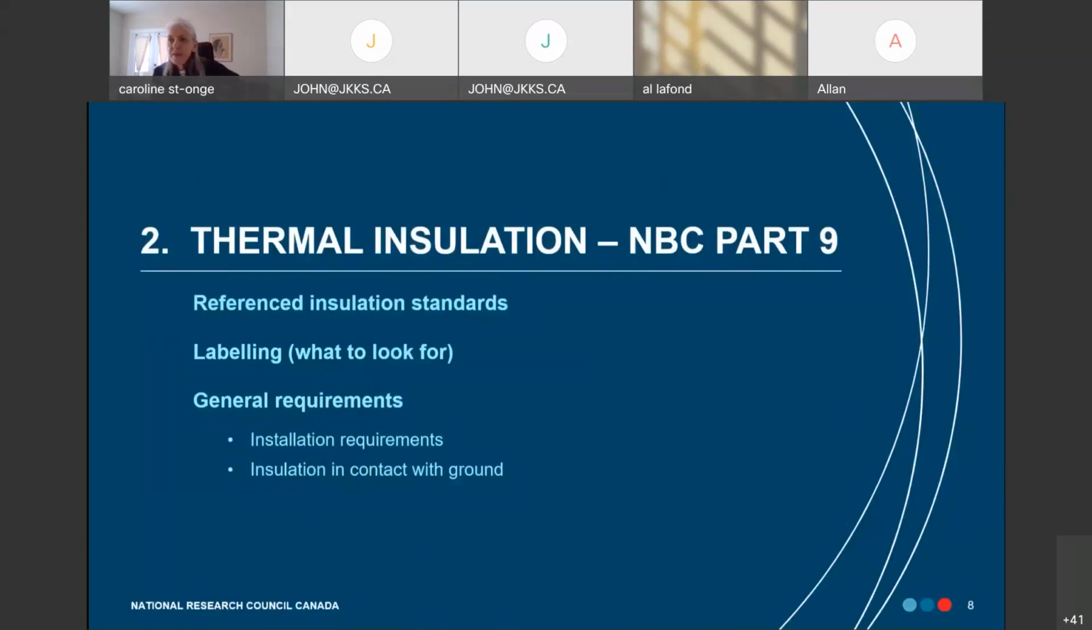Which brings me to the second segment, which is related to the National Building Code Part 9 requirements for thermal insulation. I will explain all the insulation standards that are referenced in the code as a code acceptable solution. I will explain some of the requirements from the labeling section within those standards, and explain the general requirements within Part 9 for installation of insulation.